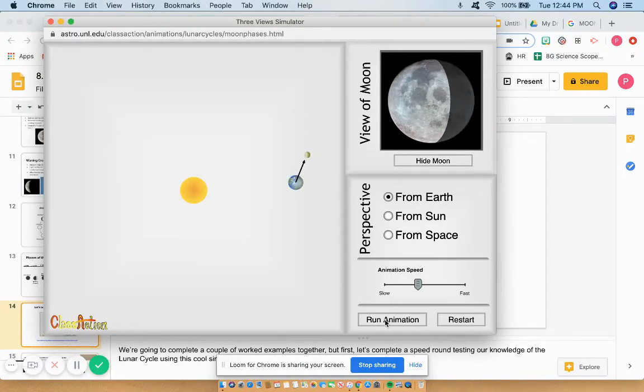All right, what phase is the moon in here, Lilybeth? Yes, Lilybeth told me waning gibbous. Snap if you agree. Yes, I do agree with that. How did you know, Lilybeth? She told me that the light is on the left and more than half of it is lit up. Yes, it is a waning gibbous. Let's keep going.